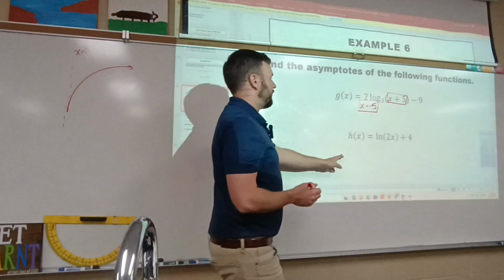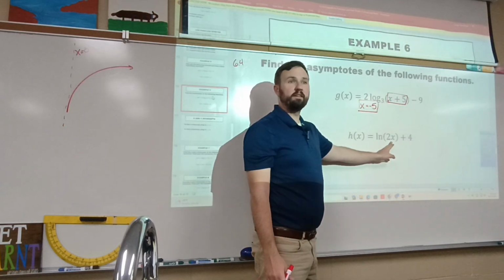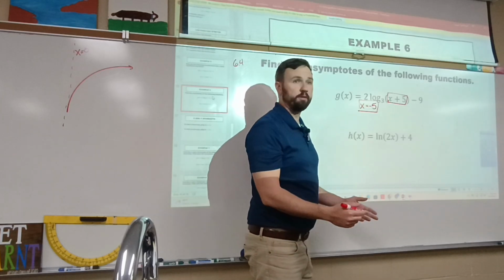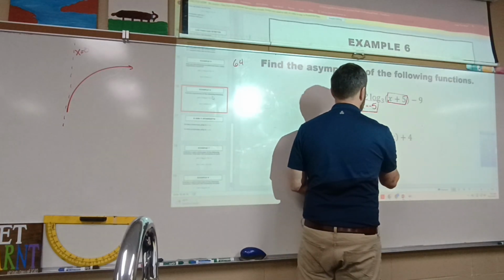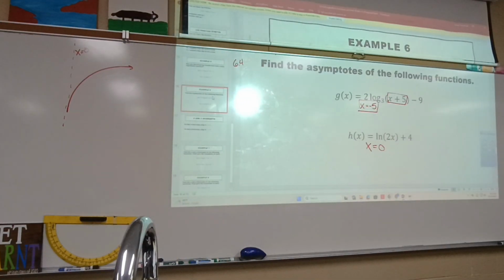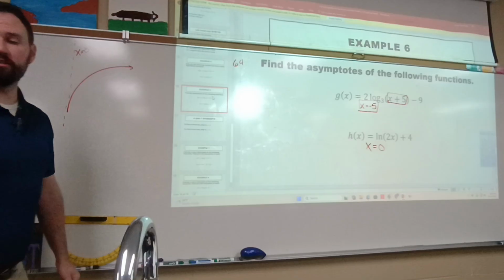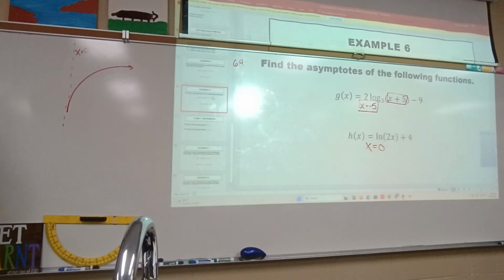Now this one, am I doing anything to the x, shifting it left or right? No. So is my asymptote going to move? No. It's just going to be x equals 0. Right? Doesn't matter how much I move it up or down. Now, if you have your graphing calculator, can you always graph this and just kind of see what's happening? I would. You could. But like I said, if there's not a horizontal shift, your asymptote will be x equals 0.